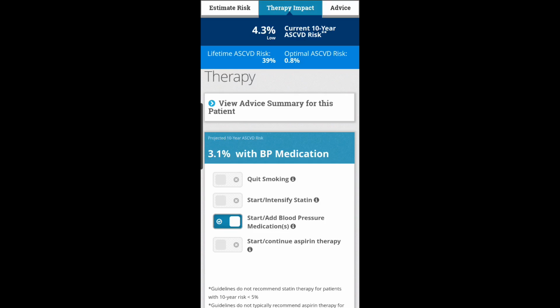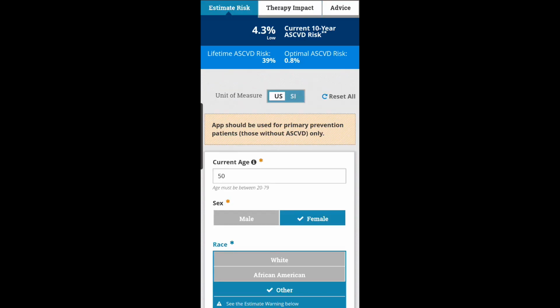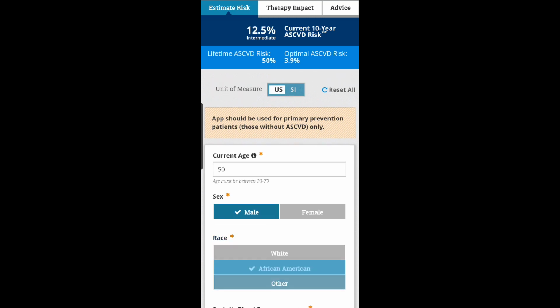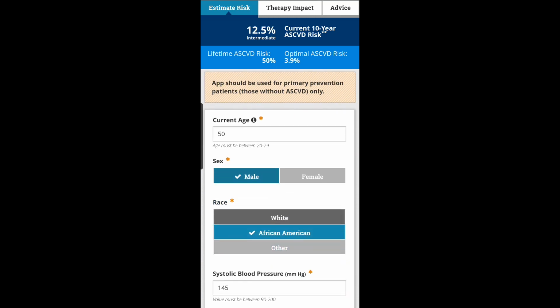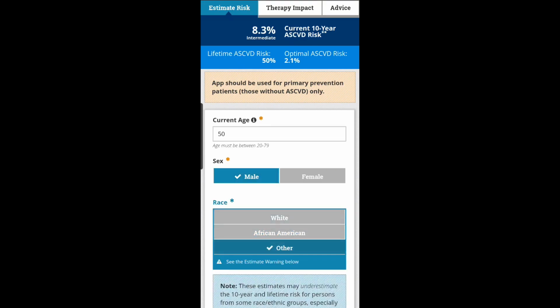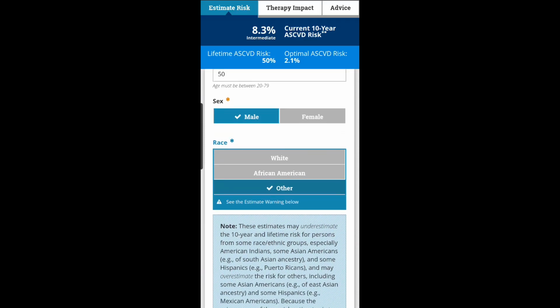Let me give you some more examples, just to play with this and make changes on the screen. For example, instead of female, say this person is a male. Look at the risk, it's almost doubled. Being a male, I'm sorry guys, is a little disadvantage here with the vascular risk. But if you're a female with a history of diabetes, you lose that privilege. That also we ladies need to watch. And look at the risk: for African American, the risk is 12.5, and if it is white, the risk is less. And here we'll go with just other, because we just want to generalize this.